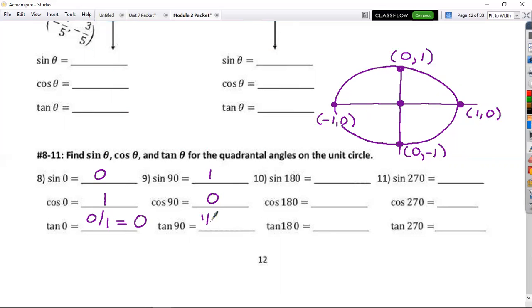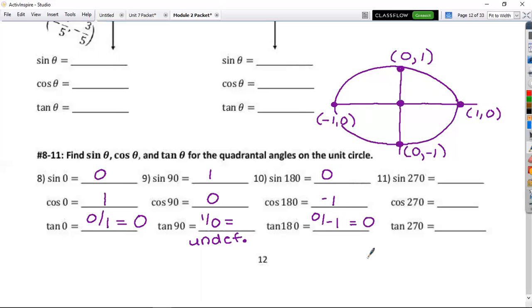What is special about tangent of 90? Yes, very good. It's undefined. Awesome. We cannot divide by 0, so tangent of 90 is undefined. 180 degrees, so the y value there is -0. And then the cosine of 180 is the -1. And then 0 divided by -1 is 0. Yep, so this one's okay.